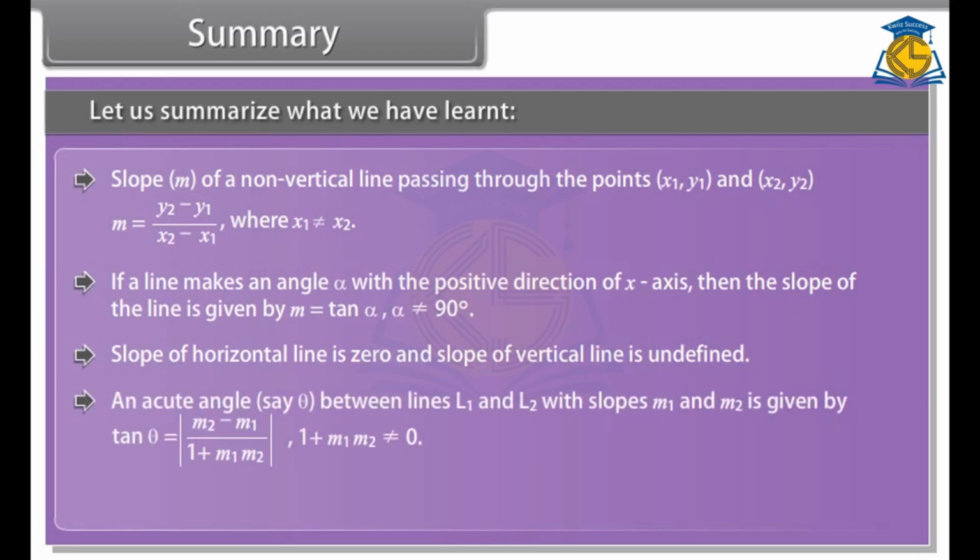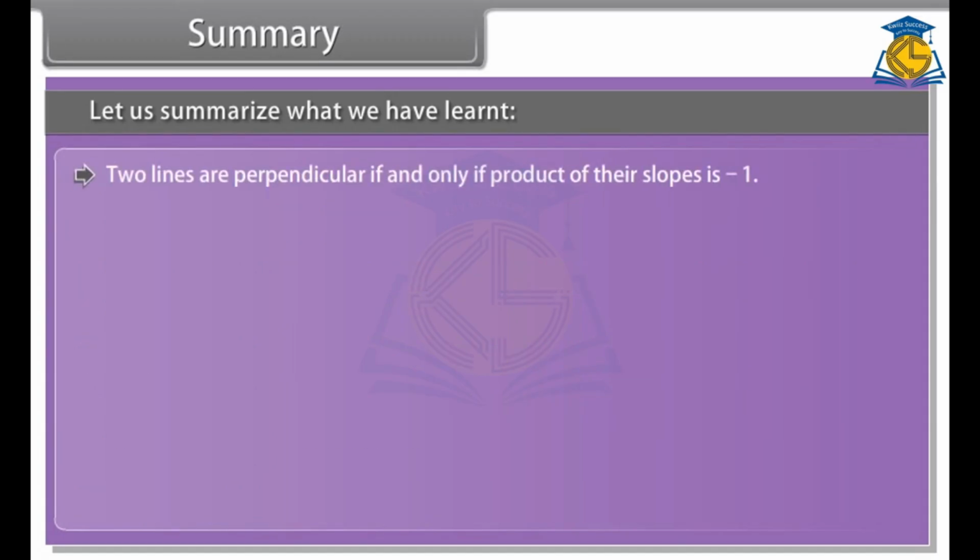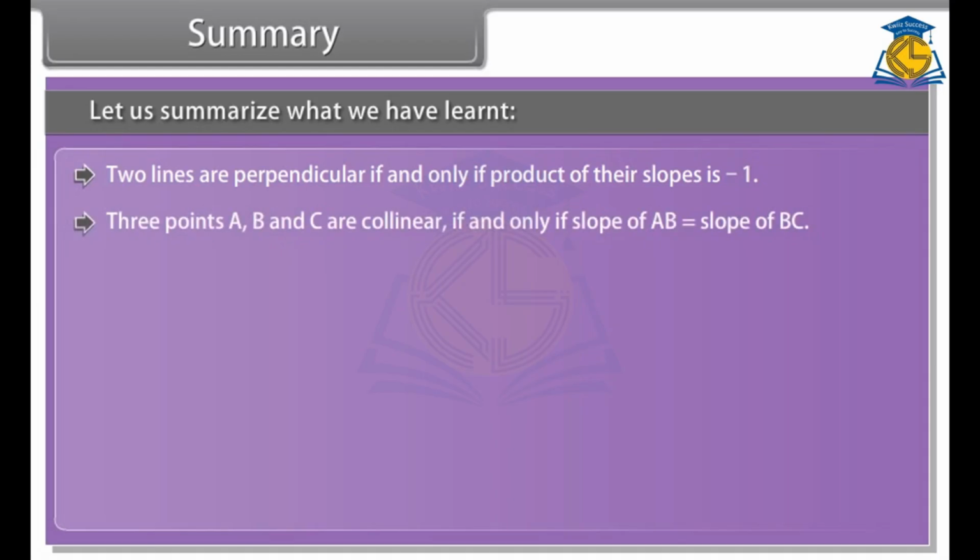An acute angle between lines L1 and L2 with slopes m1 and m2 is given by the formula, provided 1 plus m1 m2 is not equal to 0. Two lines are parallel if and only if their slopes are equal. Two lines are perpendicular if and only if the product of their slopes is minus 1. 3 points A, B and C are collinear if and only if the slope of AB is equal to slope of BC.